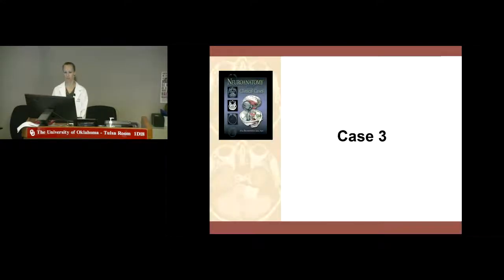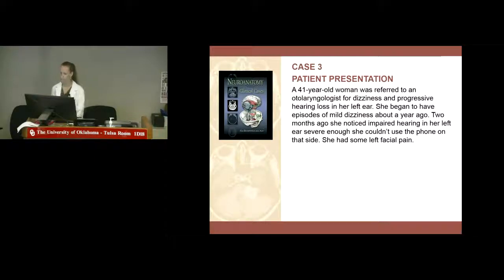All right, next case, a 41-year-old woman was referred to an otolaryngologist, that was hard to say, for dizziness and progressive hearing loss in her left ear. She began to have episodes of mild dizziness about a year ago. So does this sound like a vascular lesion? It doesn't, does it? Two months ago, she noticed impaired hearing in her left ear, severe enough she couldn't use her phone on that side. She also had some left facial pain.